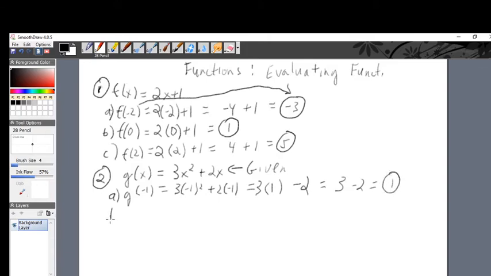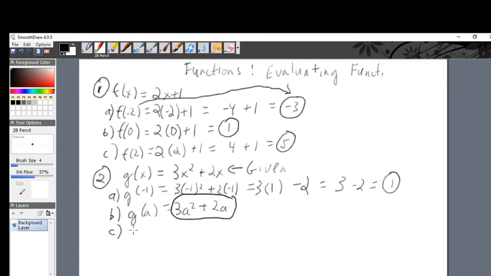Second question, a trick question. What is g of a? I don't put a number there, I put a letter there. So I have to replace x with a. It becomes 3a squared plus 2 times a, and that's it. Problem over. Here comes the complicated problem.